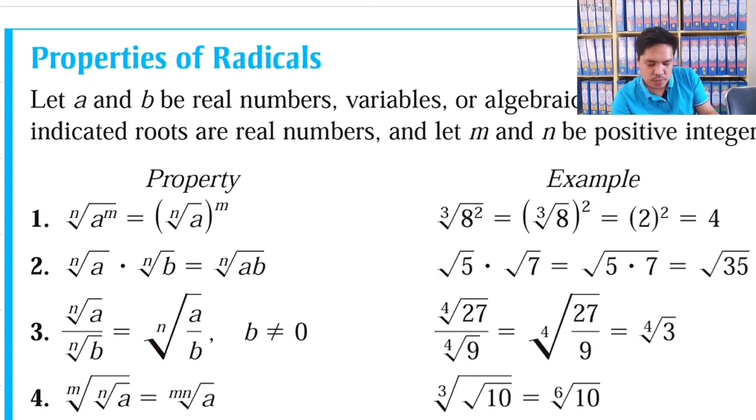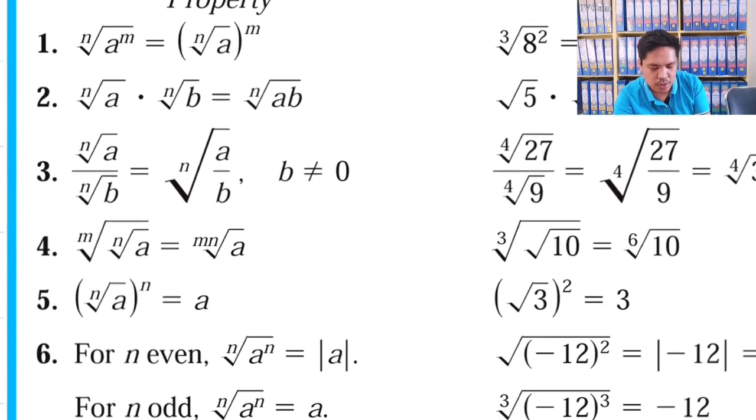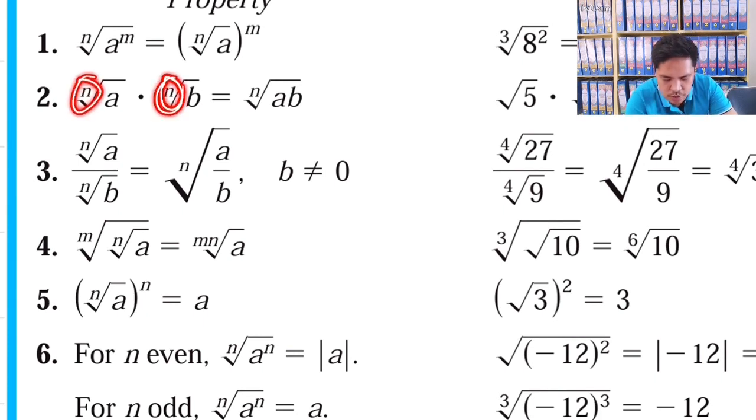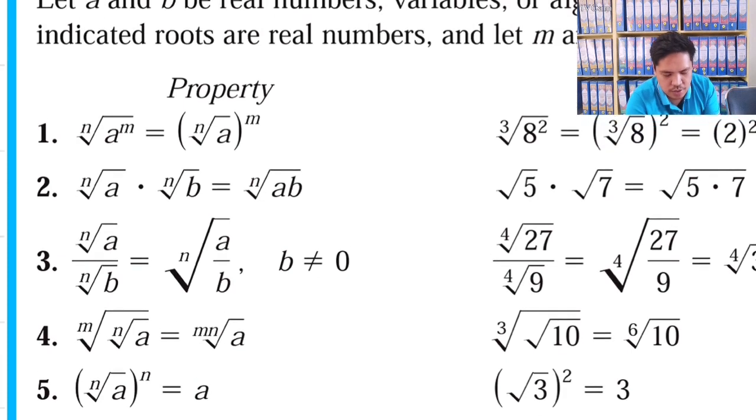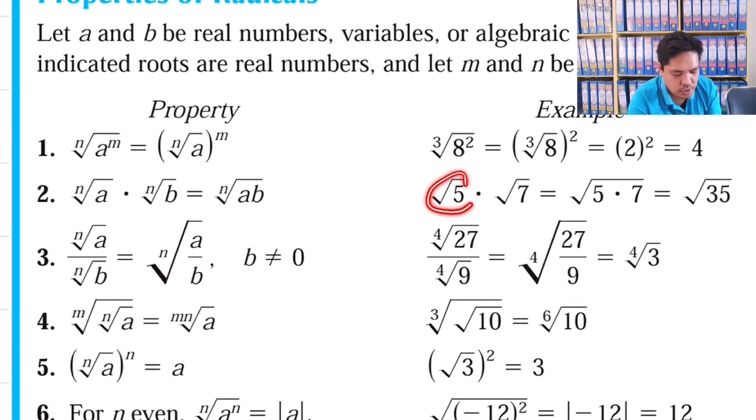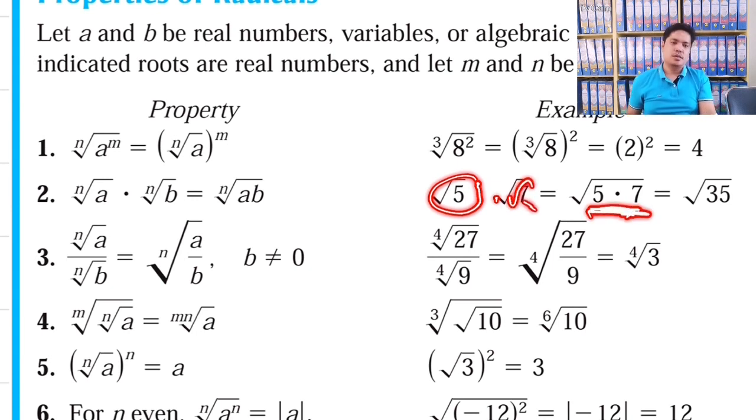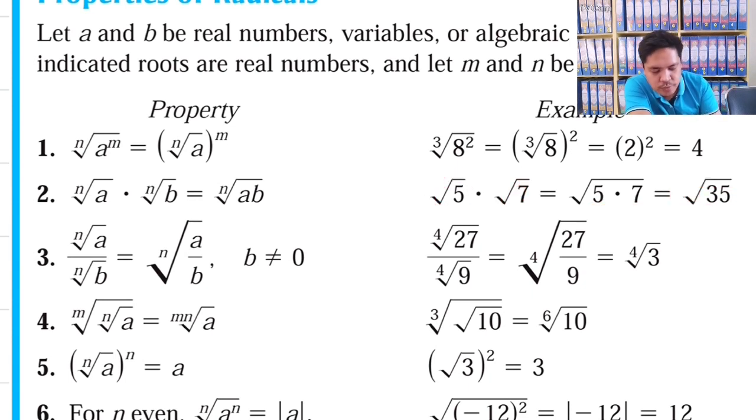Okay, that's the first property. So, the second property, ito. If the same ang kanyang index, kahit magkaiba ng radicand, pwede siyang i-combine. Pwedeng pumasok. Okay? So, example, the square root of 5 times the square root of 7 is the same as the square root of 5 times 7, or the square root of 35.